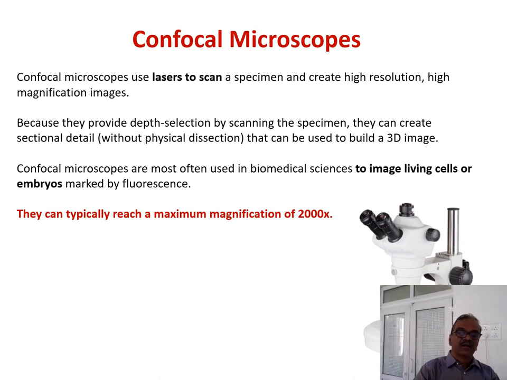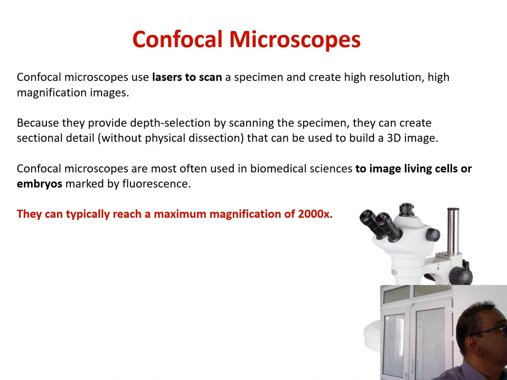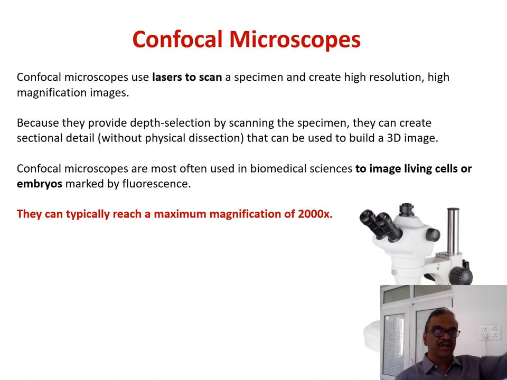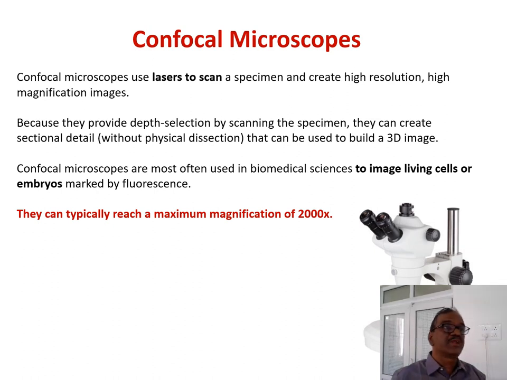Okay, and so by scanning the specimen and creating sections, you can build the 3D image without any physical destruction. And here you can observe living cells, or embryos marked with fluorescent dyes. Okay, here they can reach a magnification of up to 2000x. Up to that, for all the optical microscopy, what is the X magnification possible? 1000X. So here, improvement, 2000X.